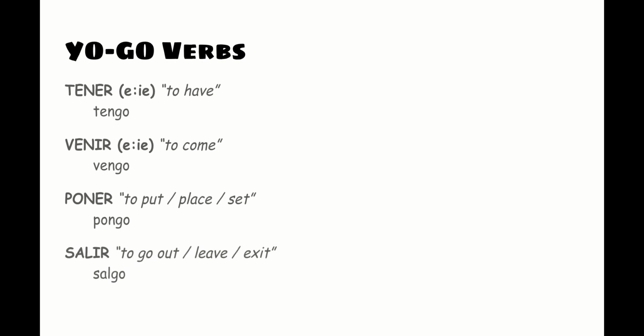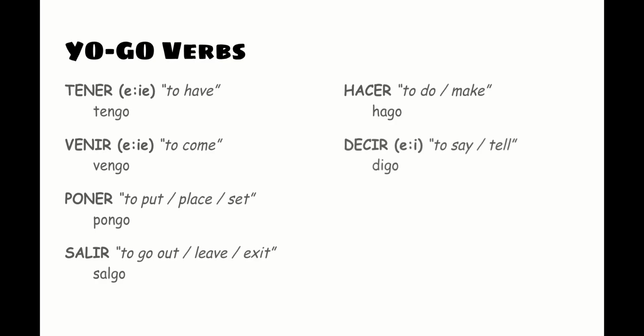Salir means to go out, leave, or exit, and the yo form is salgo. Hacer means to do or make, and the yo form is hago. Decir is a stem changing verb from e to i, and it means to say and tell, and the yo form is digo. Traer means to bring or take, and the yo form is traigo. Caer means to fall, and the yo form is caigo. Notice that caer and traer both add an I before that G in addition to the G.